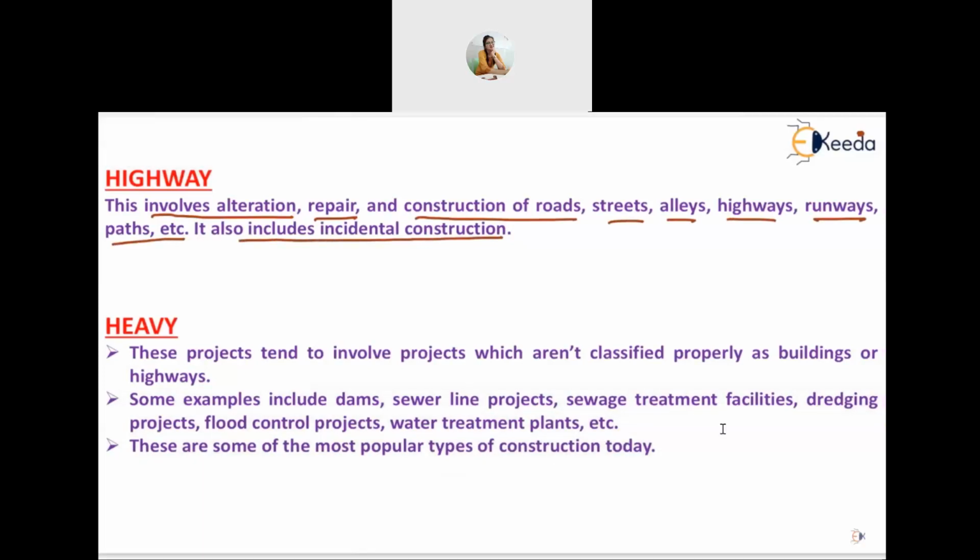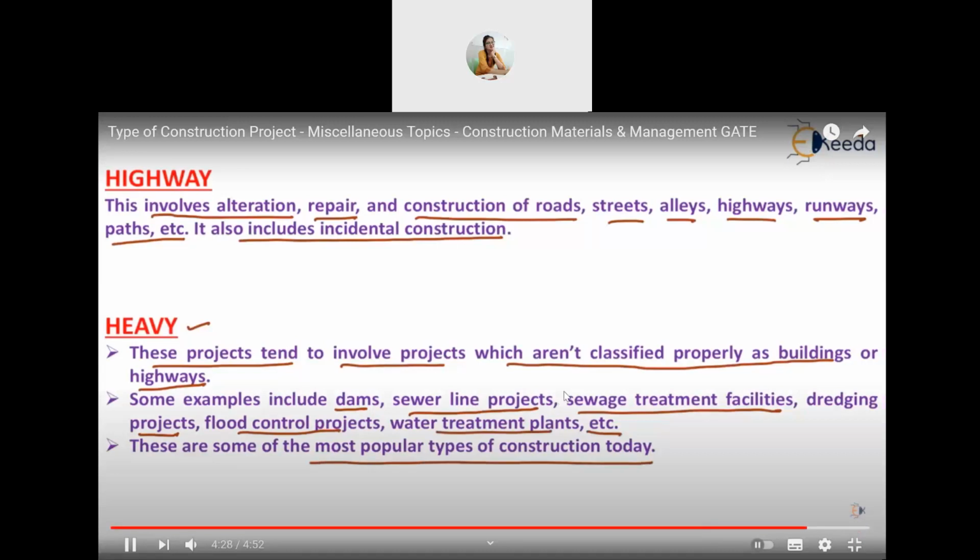Now the next one is heavy project. These projects tend to involve projects which are not classified properly as building or highways. Some examples include dams, sewer line projects, sewage treatment facilities, dredging projects, flood control projects, water treatment plants, etc. These are some of the most popular types of construction projects today.